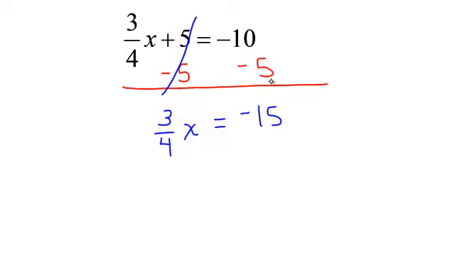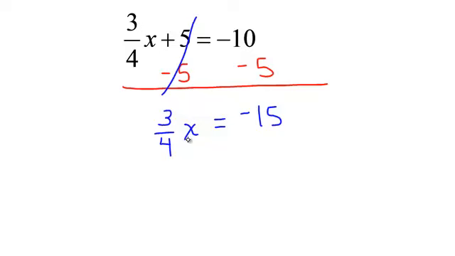Now watch this smooth move right here. You see, x is being multiplied by 3/4. I am supposed to divide by 3/4. Do you remember in elementary school when you had to divide by 3/4 or a fraction? Wasn't that the same thing as multiplying by the reciprocal? Remember that? Instead of dividing by a fraction, you would multiply by the reciprocal. We are going to use that same move right here.